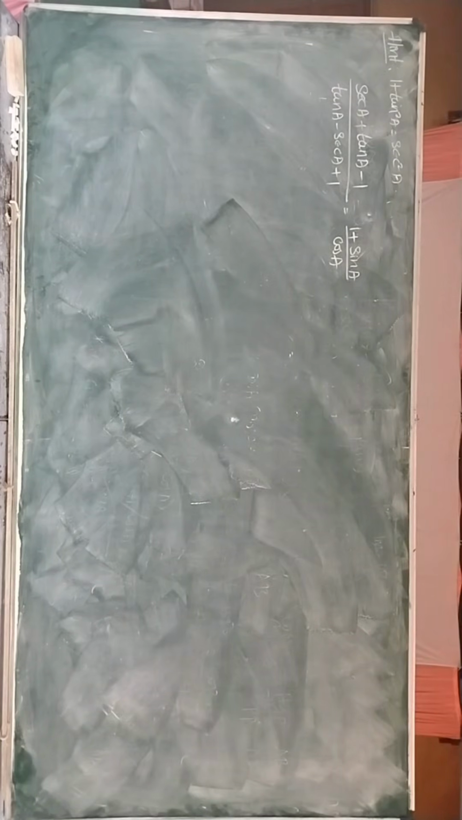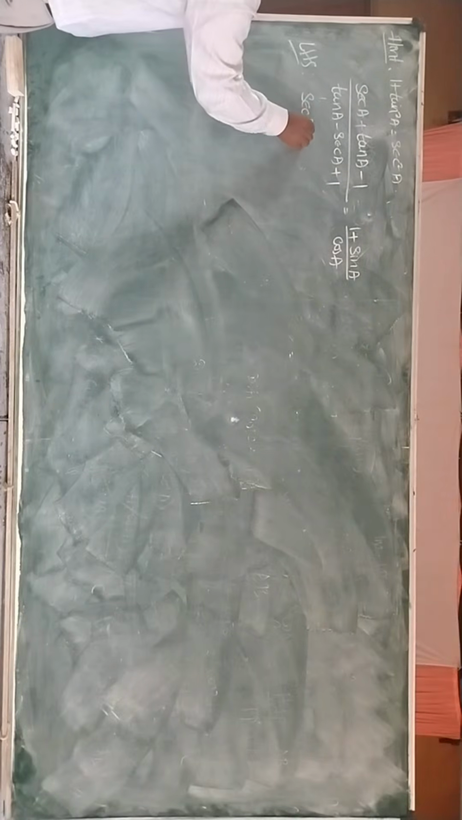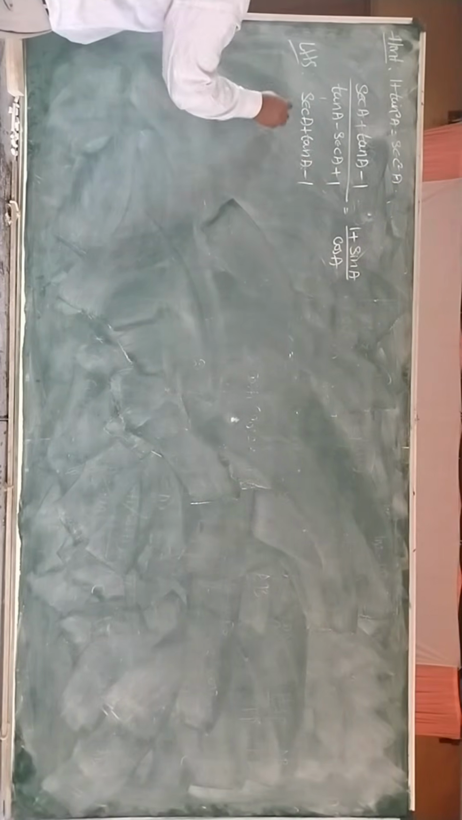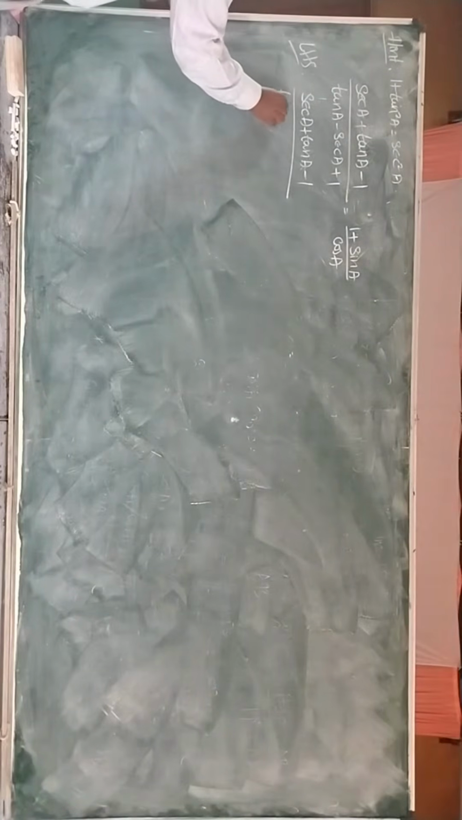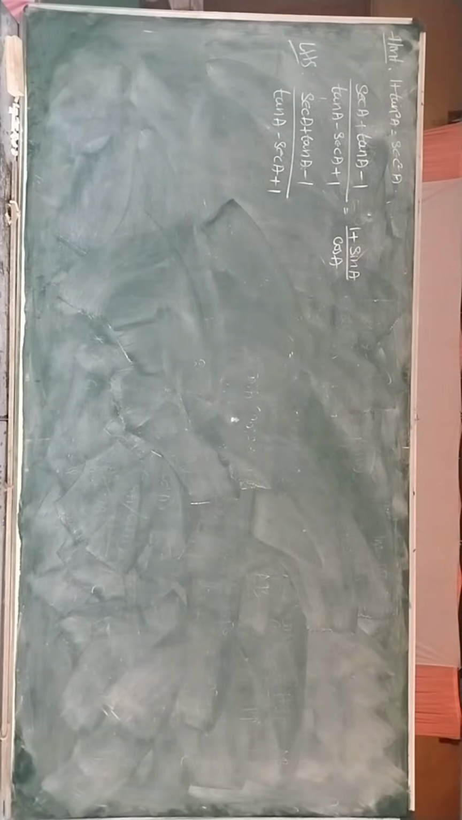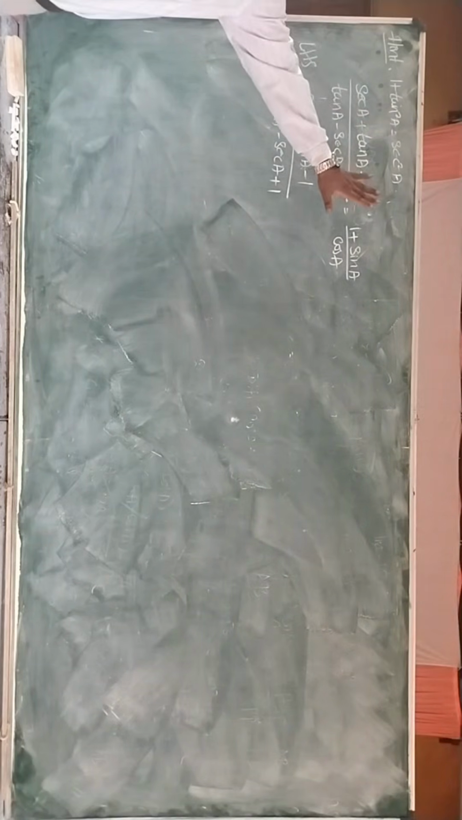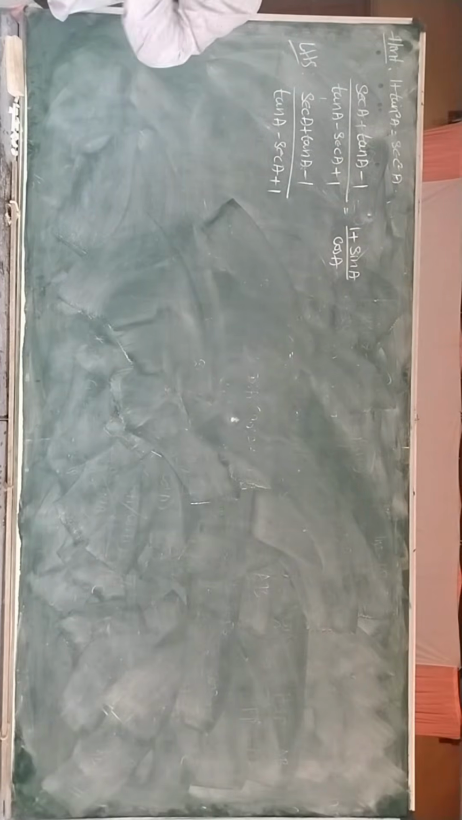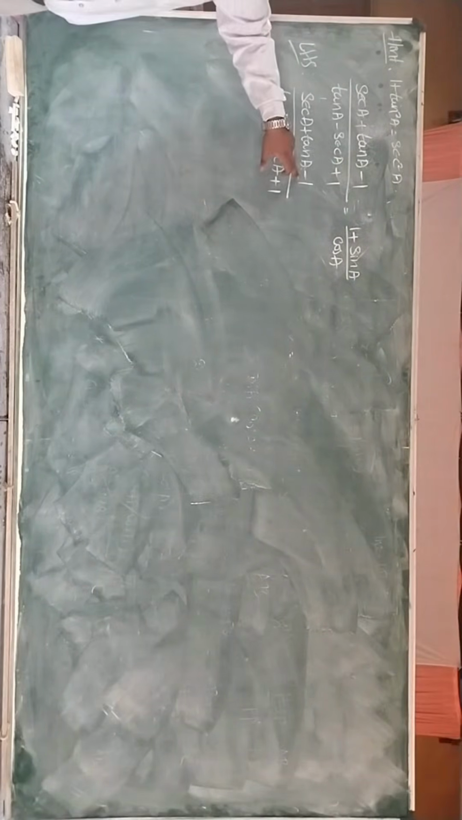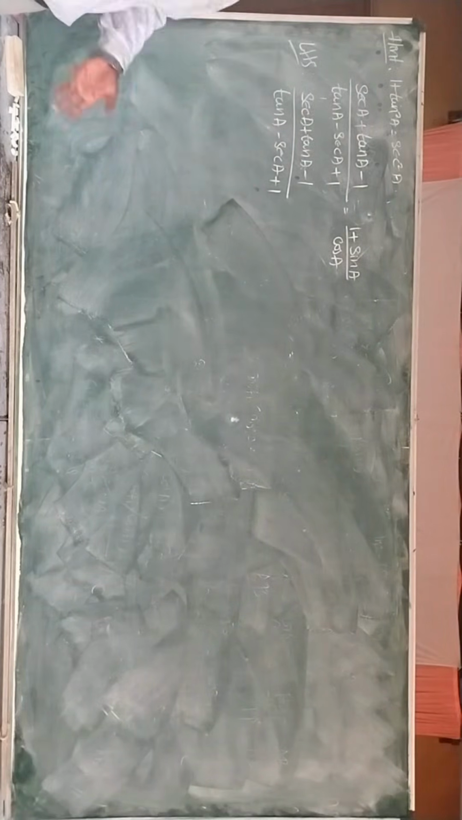See here, LHS is sec A plus tan A minus 1 divided by tan A minus sec A plus 1. And I have given the hint that you can use the identity 1 plus tan square A is equal to sec square A, and 1 is equal to sec square A minus tan square A. 1 is in numerator as well as denominator. So which one can you take as sec square A minus tan square A?